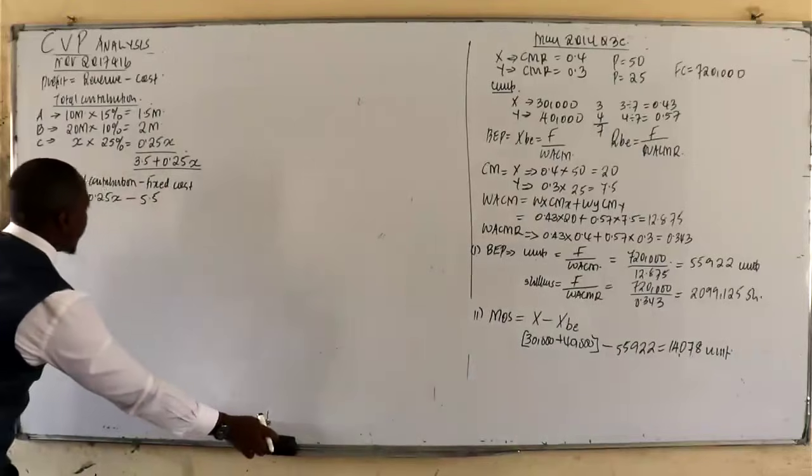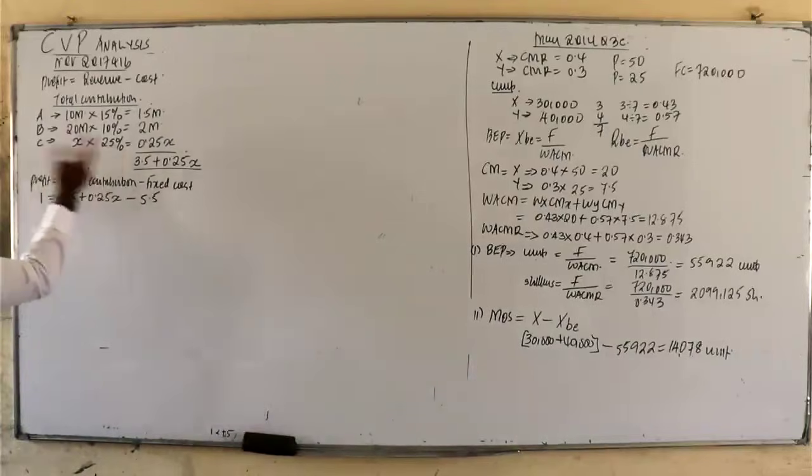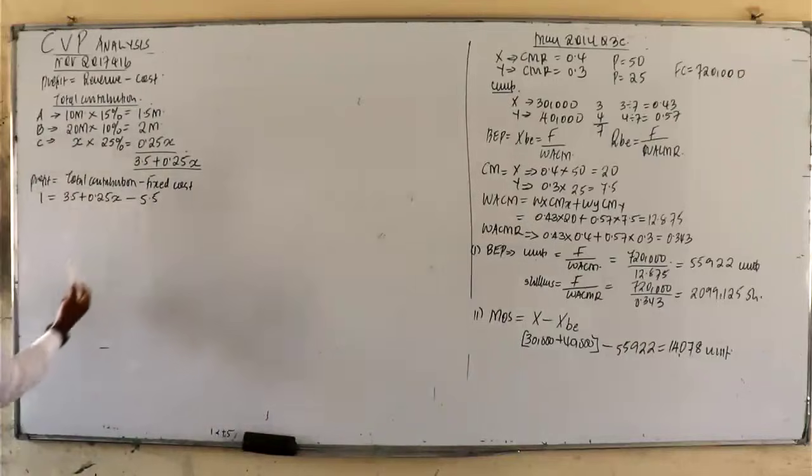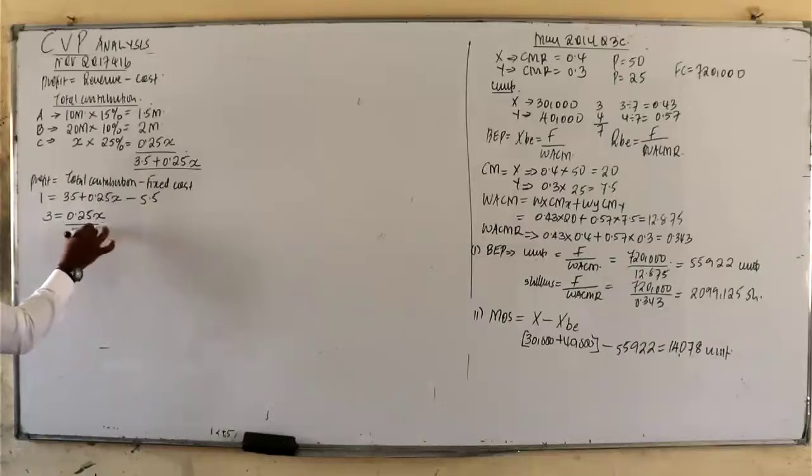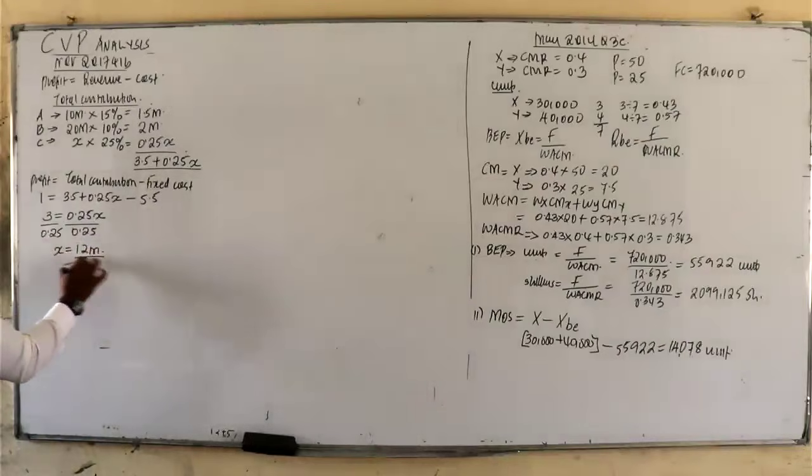Bring the right terms together. Take this to the other side. This goes to the other side. So it will be 1 plus 5.5 minus 3.5. What do you get? 3 is equal to 0.25x. So x is 3 divided by 0.25, which is 12. So for us to achieve the target profit of 1 million, we should generate a revenue of 12 million from product C. So you can copy.